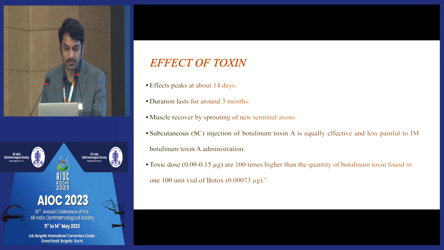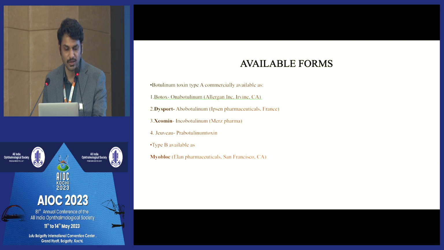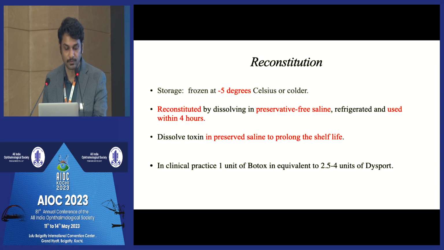Subcutaneous and intramuscular injections both have a similar effect, but subcutaneous is considered less painful, and the toxic dose is very high, so you need not worry about giving Botox. Botox is available in all these forms. Botox is actually Allergan company's name. The toxin is actually botulinum toxin type A, and the different types of botulinum toxin are Botox, Dysport, Xeomin, and Jeuveau, and type B is Myobloc.